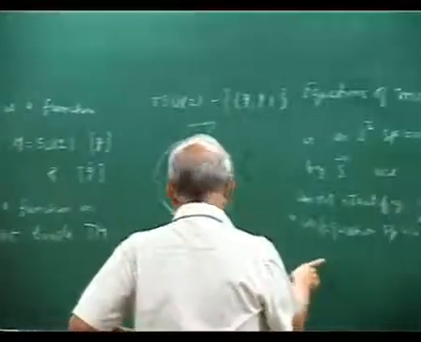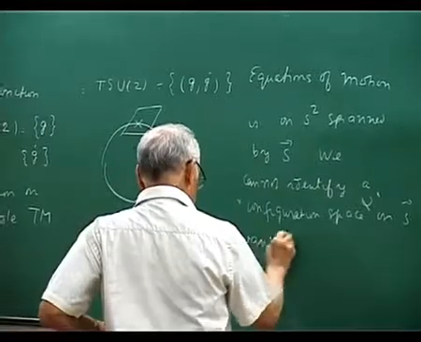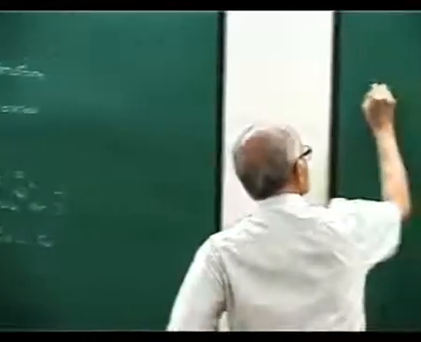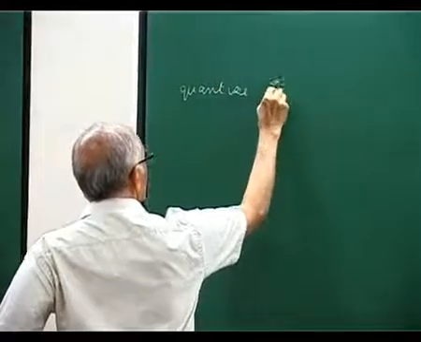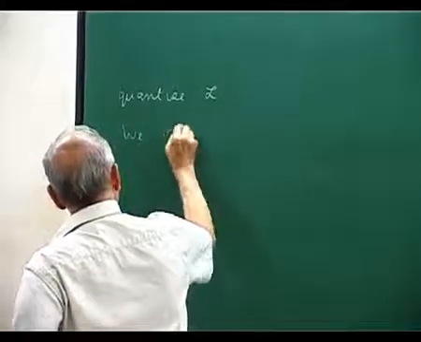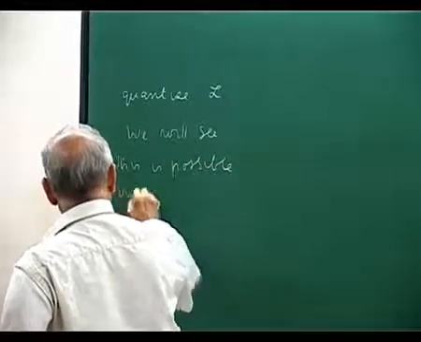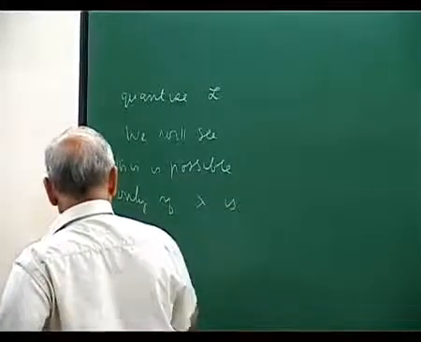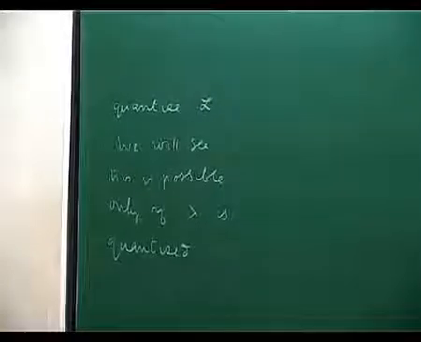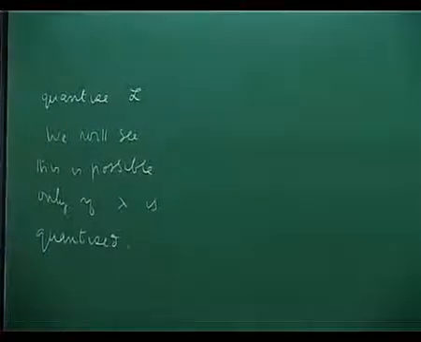So we want to see how to quantize L, starting directly from L. And we will see this is possible only if lambda is quantized. So this is the first instance where the classical Lagrangian admits quantization only if some parameters which come there are also quantized.